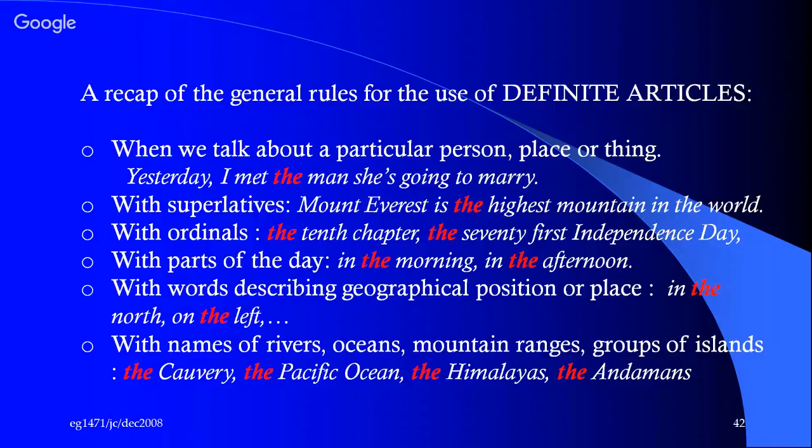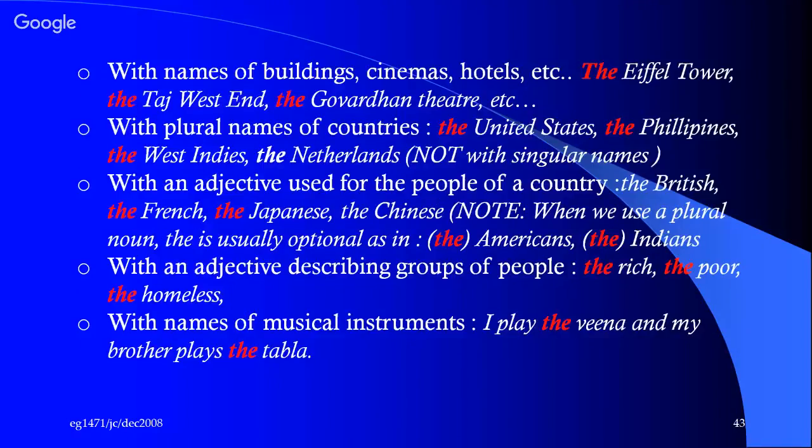So geographical position. With names of rivers, oceans, mountain ranges, groups of islands, the Kaveri, the Pacific Ocean, the Himalayas, the Andamans. With names of buildings, cinemas, hotels, etc. The Eiffel Tower, the Taj Westin, the Govardhan Theatre. With plural names of countries, the United States, the Philippines, the West Indies, the Netherlands.